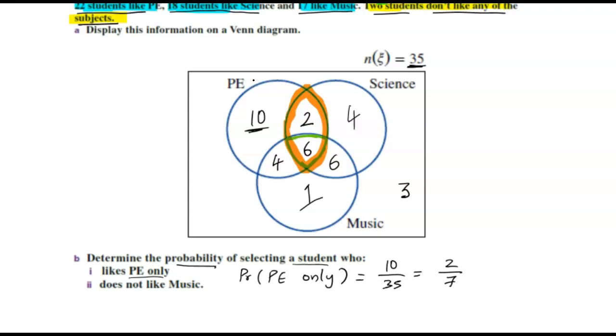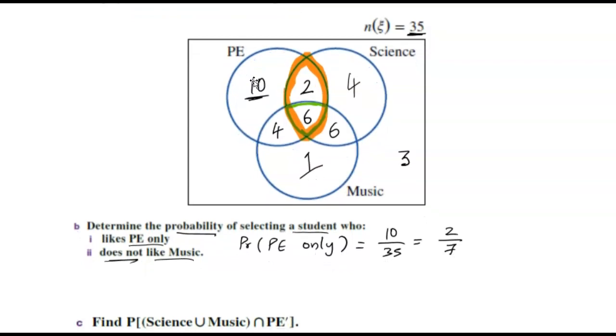Now we're looking at the second part of the question. We're finding a student who does not like music, which is basically all the elements outside the music circle. So that's your 10, then you have the 2, 4, and then the 3. If you add them all up, 10 plus 2 plus 4 plus 3, that's 12 plus 7, which is 19 students.